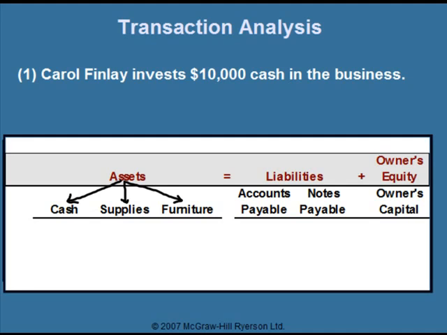Under liabilities, we have 2 types of liabilities. We have accounts payable and we have notes payable. Under owner's equity, we have owner's capital. Remember that capital changes for 4 different reasons. It goes up when the owner invests money in the company. It also goes up when the company has revenues.